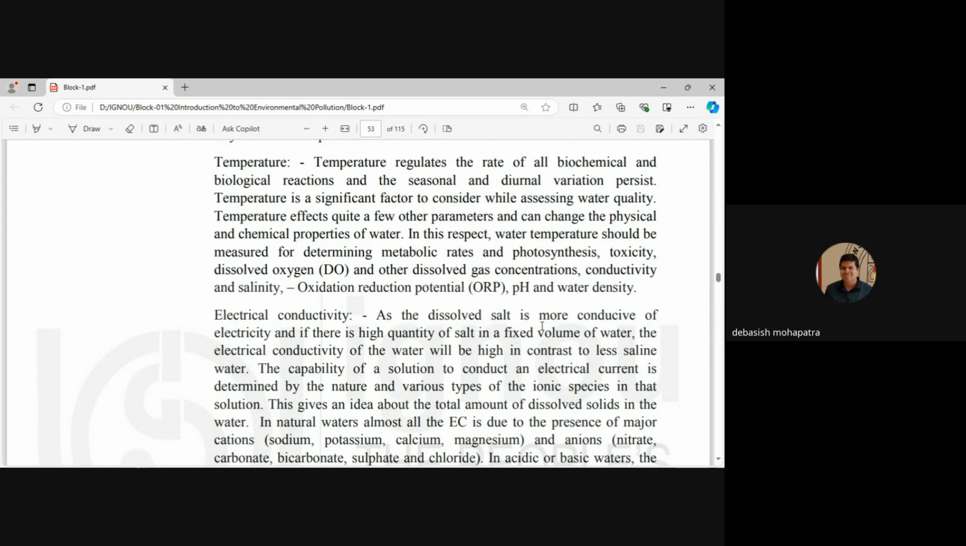Then conductivity and salinity, oxidation reduction potential (ORP), pH, and water density.